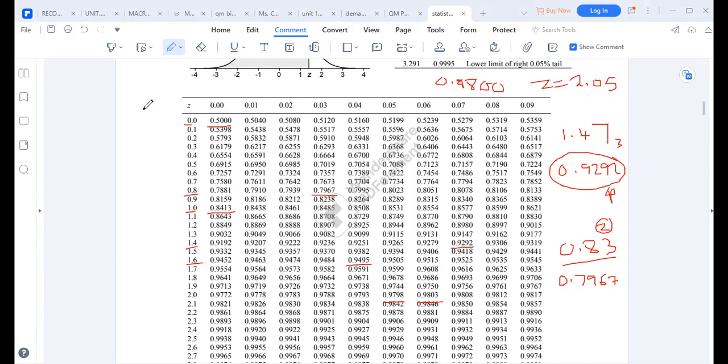Just the ladies only. What is the reading for 2? For the Z of 2, what is the probability? Quickly, ladies only. 2.0 and 0.9500, what is the Z reading for that? 0.9772. Correct? Under 2.0, where it means 0. So this one is just giving you 0.9772.